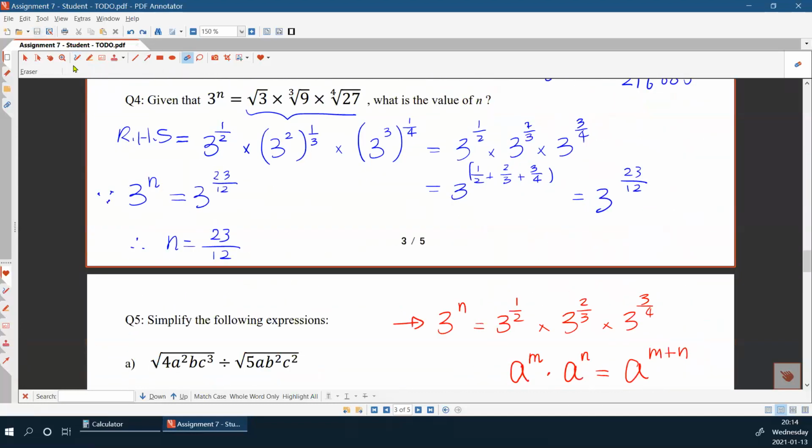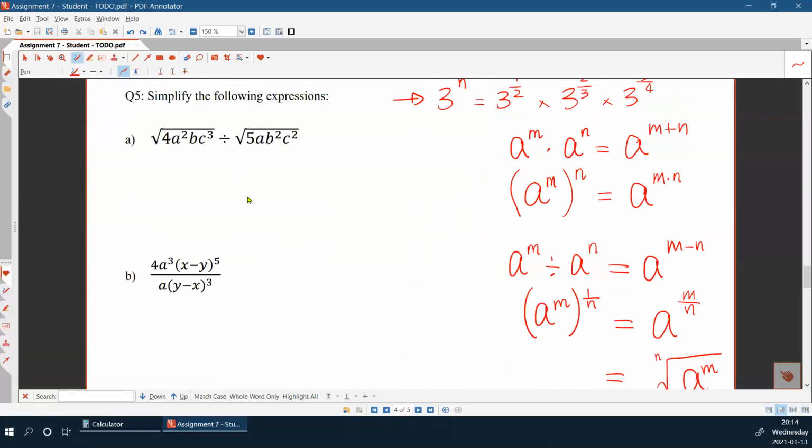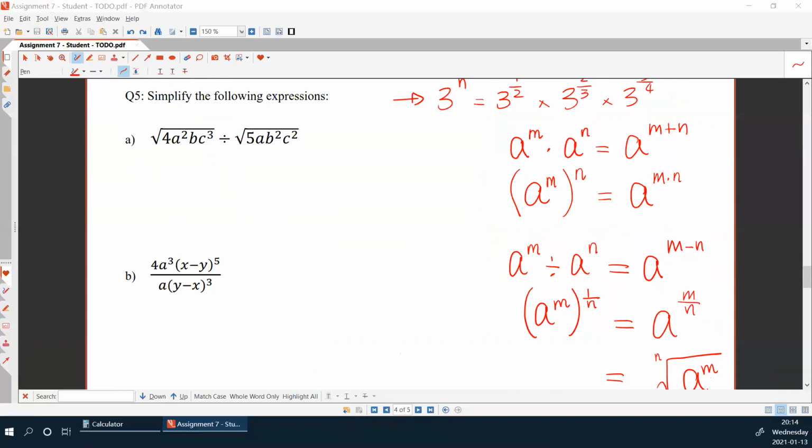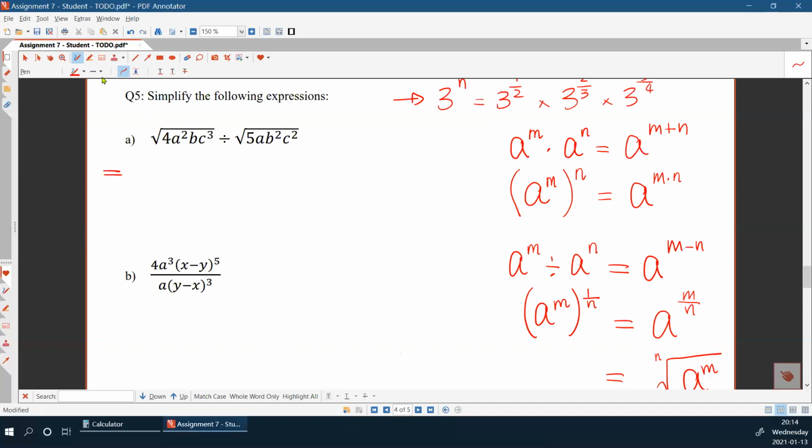Okay, next part. Last part is simplify the following expressions. Okay, again, I think you have done most of them wrong, so let's see them one by one. First one, it's already a product of something, right? So you don't need to factor because both of them are already in the factored form.